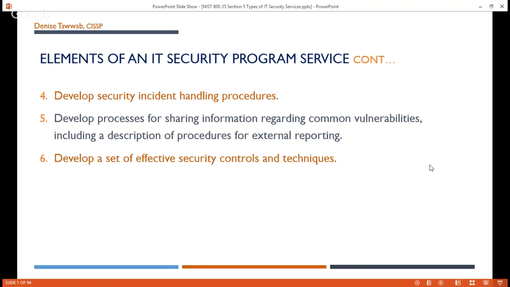Also, service providers can help you develop incident handling procedures. They can help you develop processes for sharing information about common vulnerabilities, including a description of reporting externally. And a service provider can help you develop a set of effective security controls and techniques.